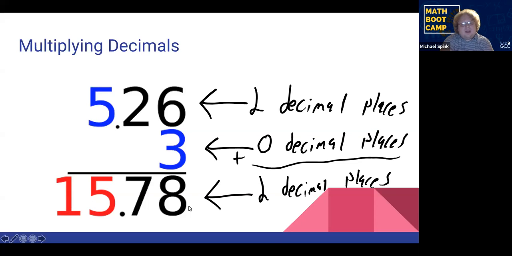This will give us, if we count from the right going toward the left, if we move the decimal point over 2, we will get 15.78, which seems a bit more reasonable. 5 times 3 is 15, so hopefully our answer would be in that same ballpark.